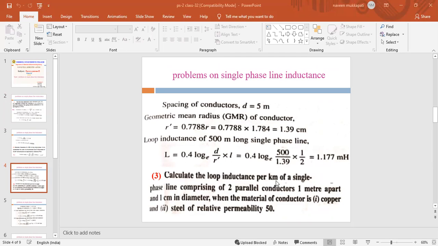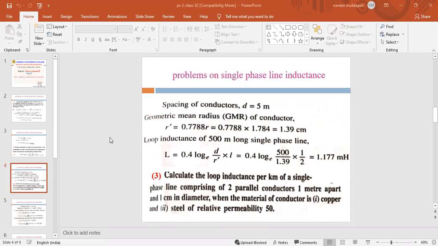Kilometer is equal to 1000, but in the previous problem the length is only 500 meters. That's why we multiply that inductance with the 1 by 2 value. How do we obtain 1 by 2? That is 500 by 1000. Then we obtain the inductance per kilometer. This is the inductance per kilometer.